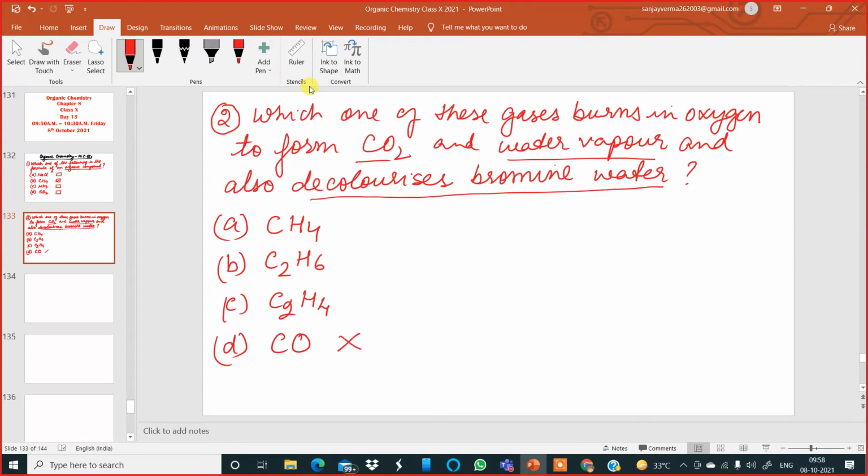Not carbon monoxide. Option C. It is this one. Correct. The option is ethene, an unsaturated hydrocarbon. This one will produce carbon dioxide and water vapor, and this one will also produce carbon dioxide and water vapor. But methane and ethane do not decolorize bromine water. Ethene produces carbon dioxide and water vapor as well as decolorizes bromine water. So the answer is ethene. Just try to recall this in your mind.